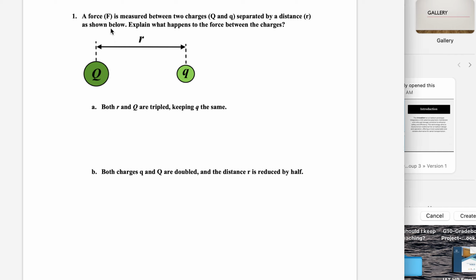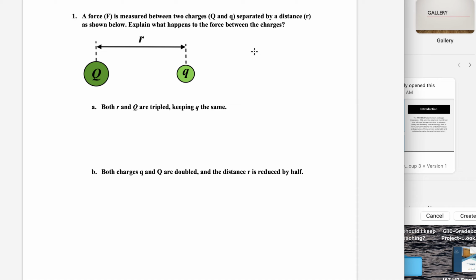In this video we are going to solve a problem based on Coulomb's force but without numbers. Here we have a force F measured between two charges, capital Q and small q, separated by a distance r as shown in the diagram below. Explain what happens to the force between the charges, and then we have two parts. Part one: both r and Q are tripled, keeping the small q the same.